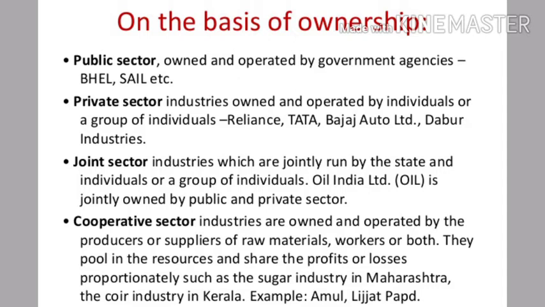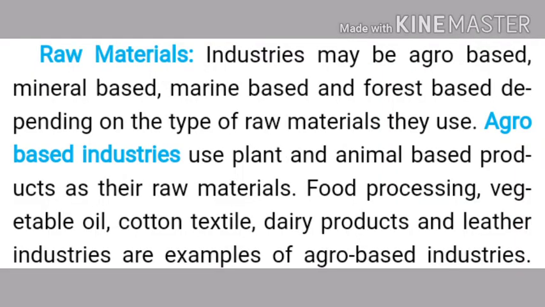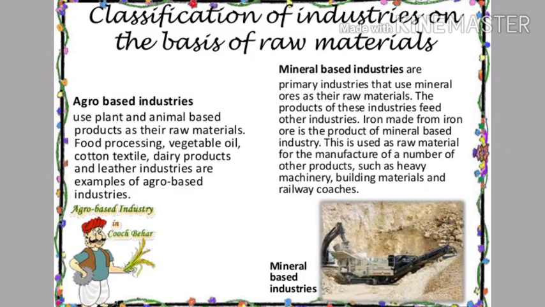These are known as the cooperative sector industries. Now the third classification of the industries is on the basis of the availability of raw material. As we know, raw material is used in all kinds of activities. The raw material which is used to manufacture goods can also help classify industry into different categories like agro-based, mineral-based and forest-based. So what are these?